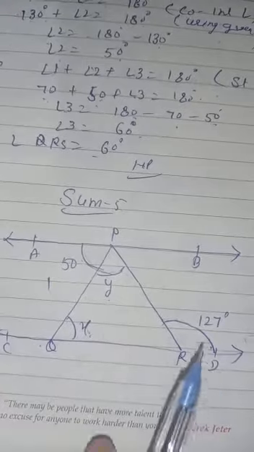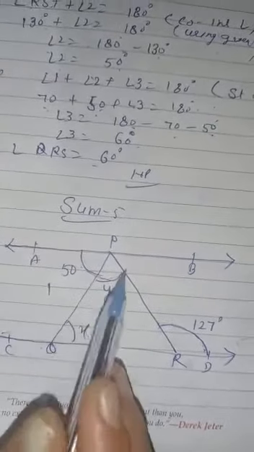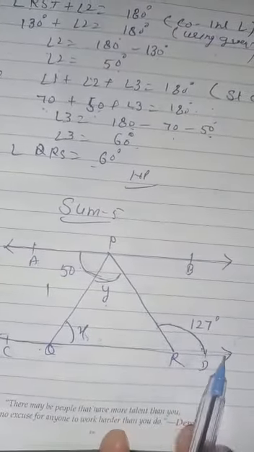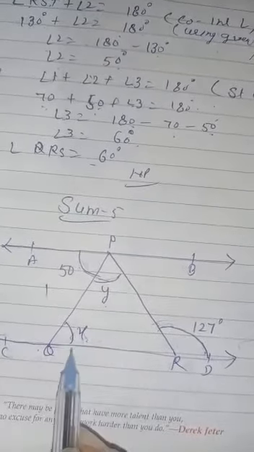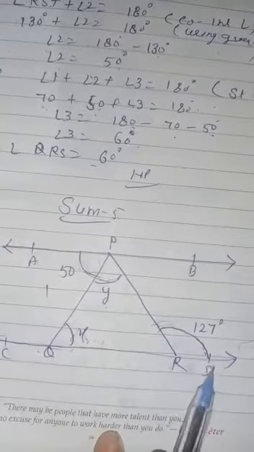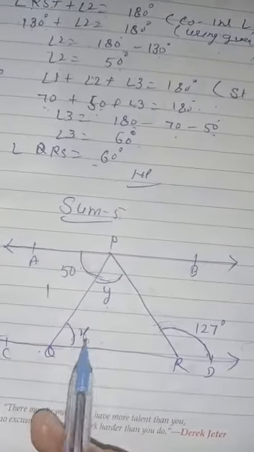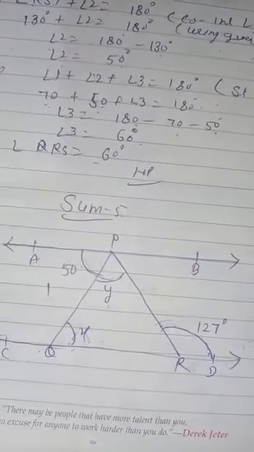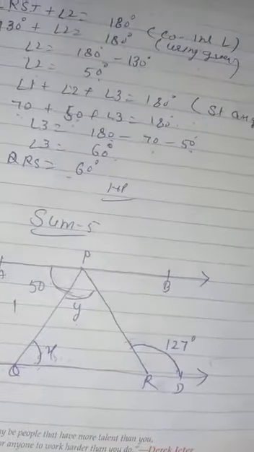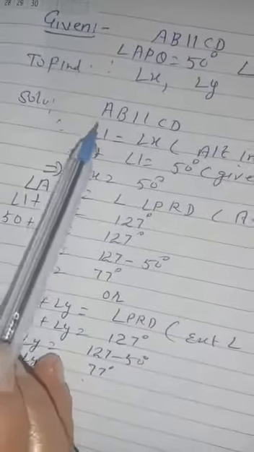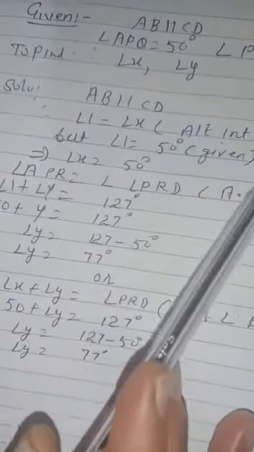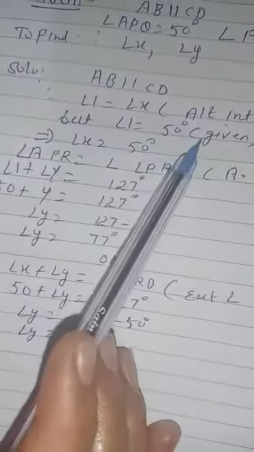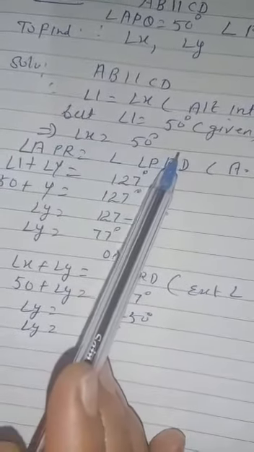Or another way also: in a triangle, if one side is extended, then the exterior angle formed is equal to the sum of the opposite interior angles, which means angle PRD. Can I say angle X plus Y? Put the value of X, from there also we can find the value of Y. Now how to write, just see here. I'm going to write first AB parallel to CD, then angle 1 is equal to X, that is alternate interior angle. But angle 1 is 50, therefore X will also become 50.